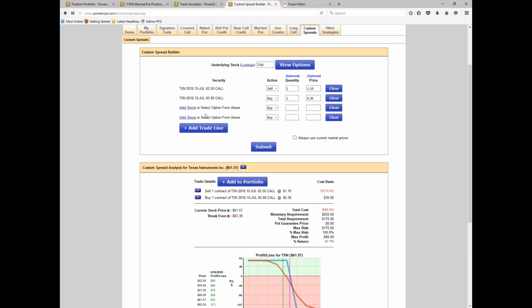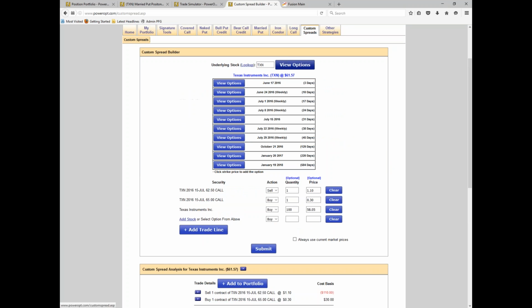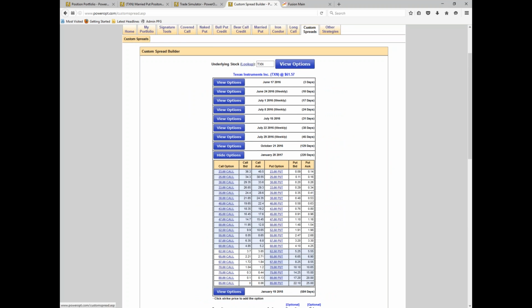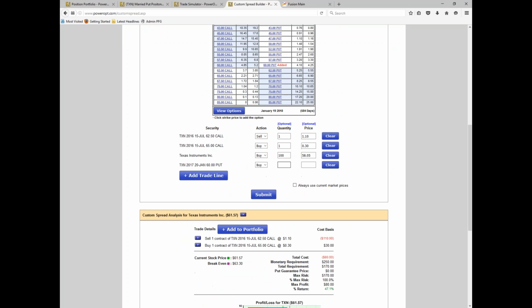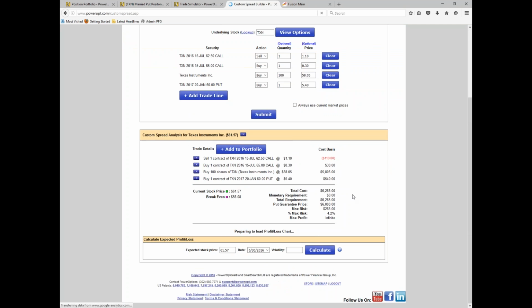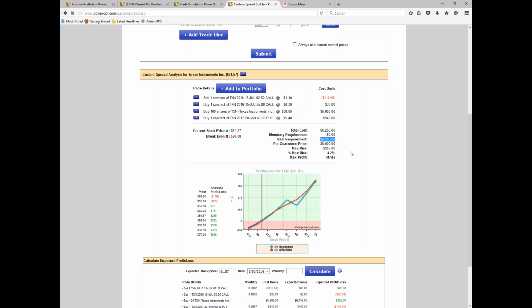Income method number 6, the bear spread, done in the context of a radioactive trade. We bought 100 shares of Texas Instruments at 58.05. We bought our January 60 put for 540. We don't have to put up the margin requirement because our broker just sees this as a covered call with an extra long call on top of it. So we get unlimited upside. We don't add any more risk to the position. In fact, we lower the risk on the position. We're in a better position, and we still have unlimited upside.